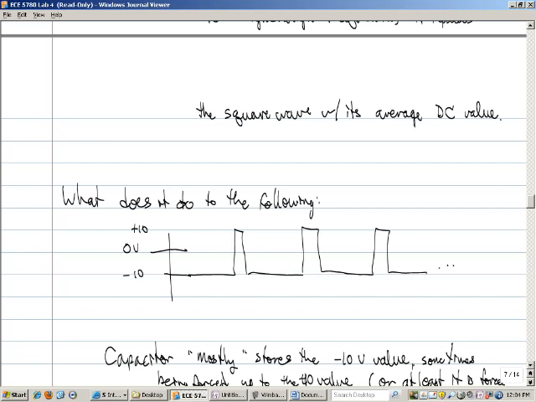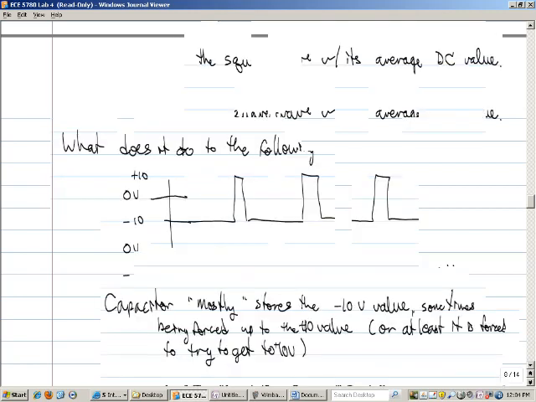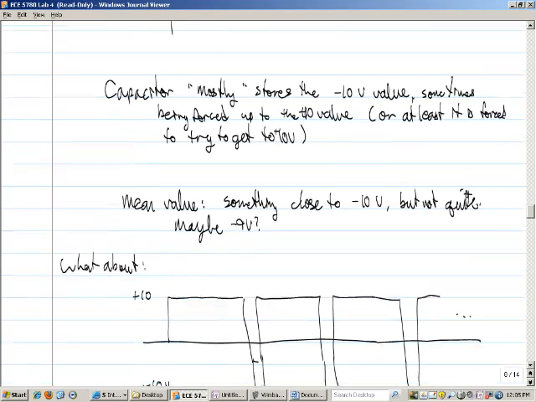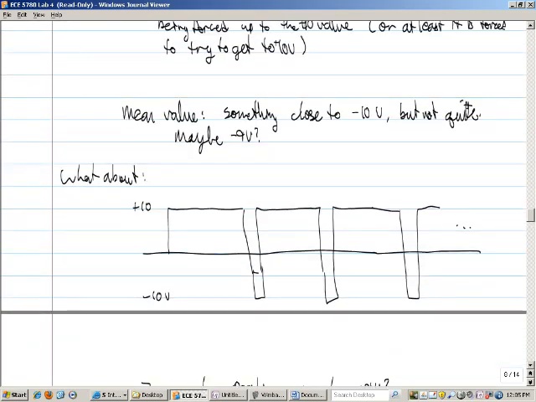Probably be pretty close to minus 10. Okay, because it will replace it with its average value. So the capacitor mostly stores the minus 10 value. Sometimes it is forced up to the plus 10, but because of the fact that our RC value is big, and it'll allow this guy to pass through as a DC value, basically what it does is that occasional tick up to the plus 10 just pulls the average value up off of the negative 10 rail just a little bit. So it'll be close, but not quite negative 9.